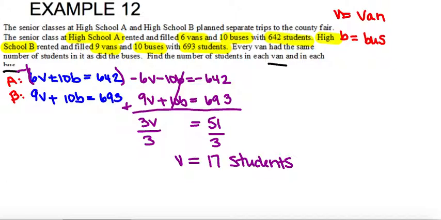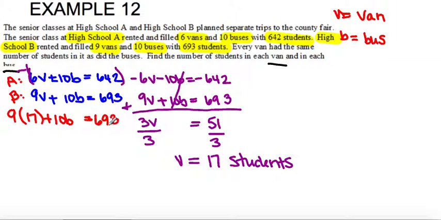I plug in the 17 into one of the two equations and then solve for B, the number of students in each bus. So the equation that I'm going to use is the bottom one, and I'm substituting the 17 in. So I have 9 times 17 plus 10B equals 693.